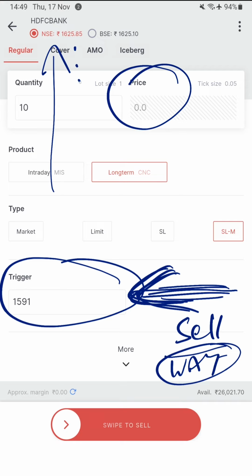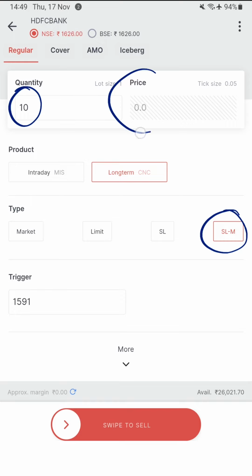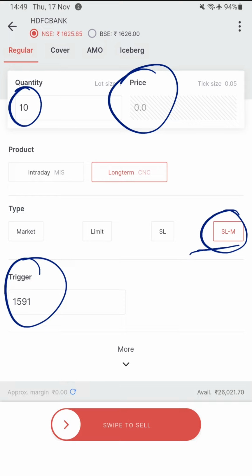So if the price starts falling from 1625, it reaches 1591, and at that point Zerodha just sends the order to NSE and says, just sell these 10 quantities. I don't care how you sell it. So I'll place this order and show you how it is done. So stop loss market, 10 quantity. I'm not setting a price because the trigger is 1591 and this is a stop loss market.